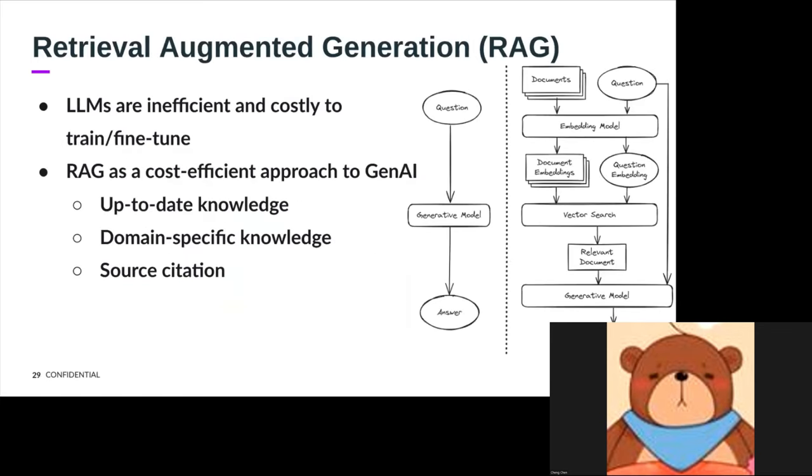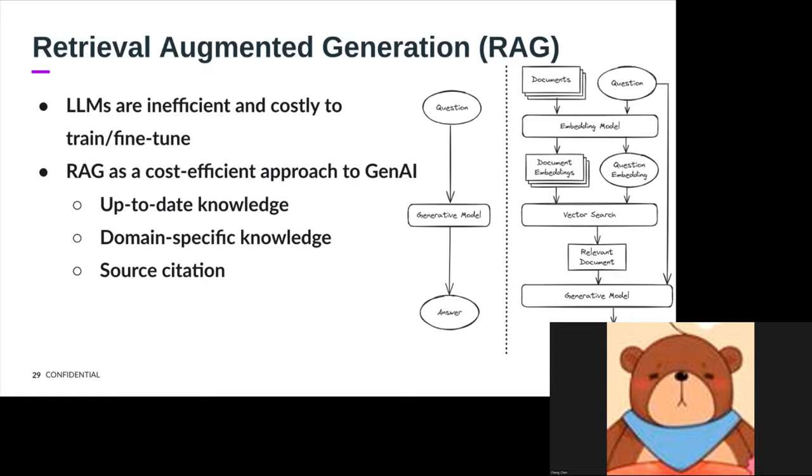So vector search gained a lot of popularity recently due to generative AI. In generative AI, you ask a question to the generative model like ChatGPT, and it will give you an answer. But those generative models are trained on old and public data and are unaware of new and domain-specific knowledge. It is possible to retrain a new model or fine-tune an existing model to incorporate new and domain-specific knowledge, but that's inefficient and costly to do.